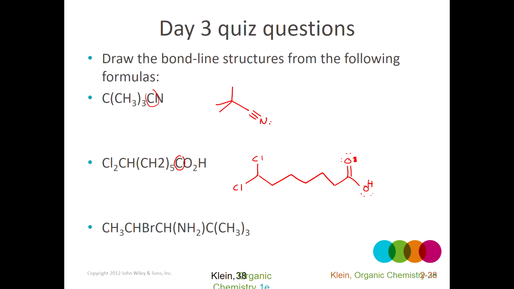And then the last one, I've got the CH3. It's bonded to a CH. The CH is bonded to a bromine. This CH is also bonded to the next CH, and that's bonded to an NH2. Then it's also bonded to the next carbon, and that carbon is bonded to 3 different CH3 groups: 1, 2, 3. So there's that structure.